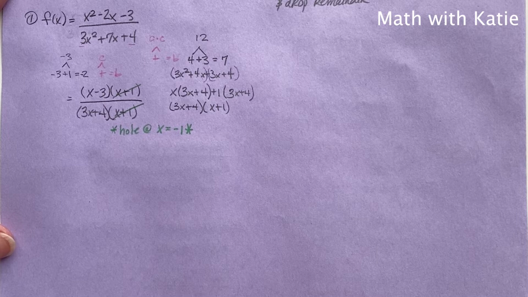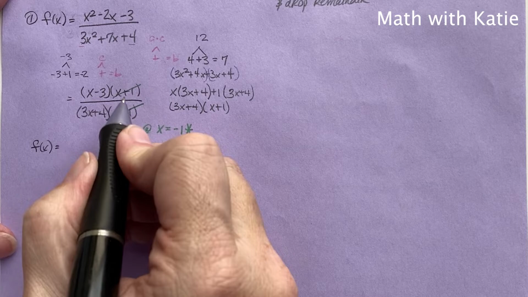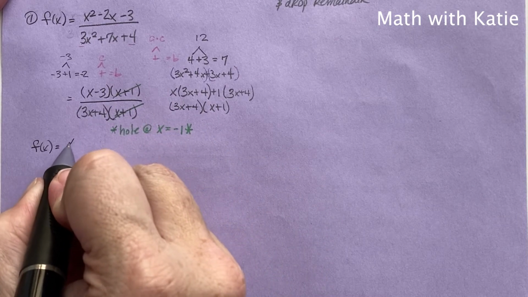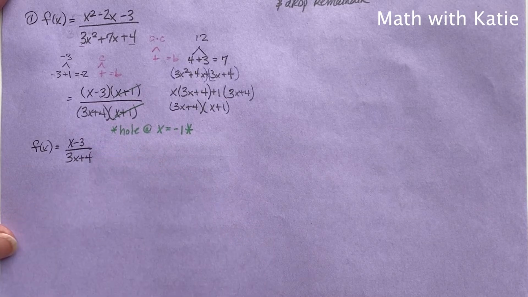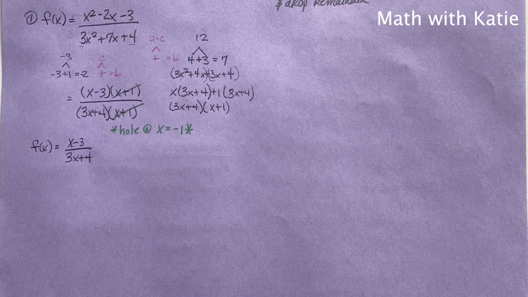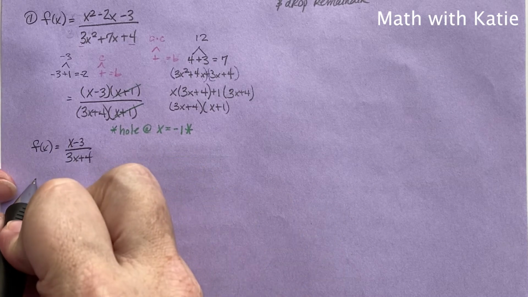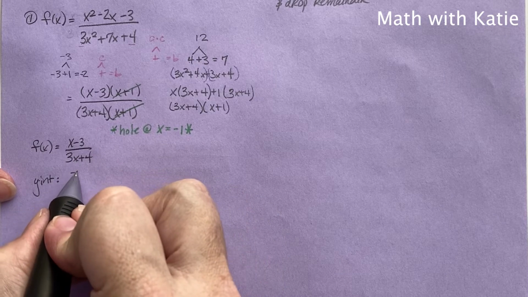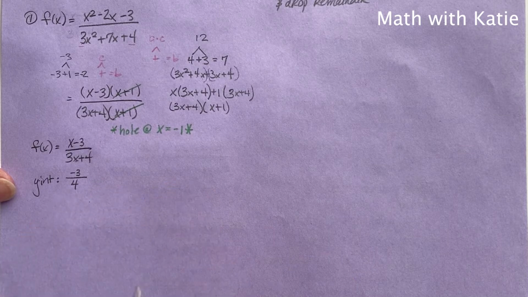Okay, so the first thing we're gonna do is rewrite our polynomial without the factor that got canceled. So we have x minus 3 over 3x plus 4. All right, so number 1 step was factor. Number 2 is to find your y-intercept. So we're going to set x equal to 0 and solve. So y-intercept. So we have -3 over, that's 0, so -3 over 4.